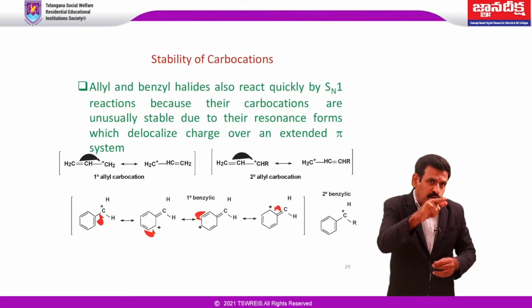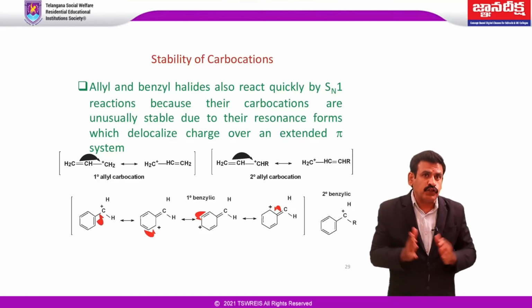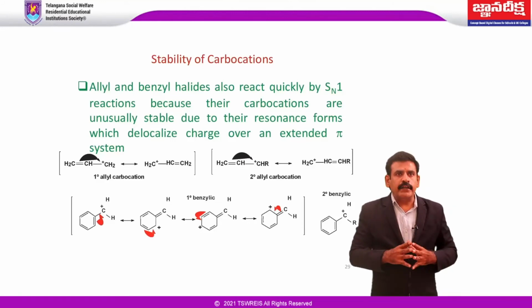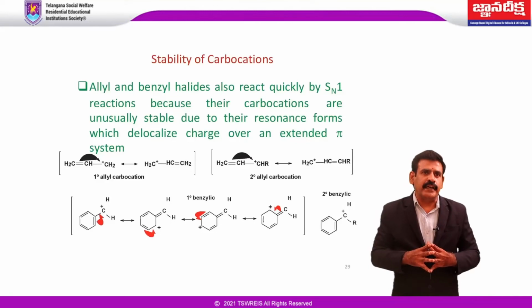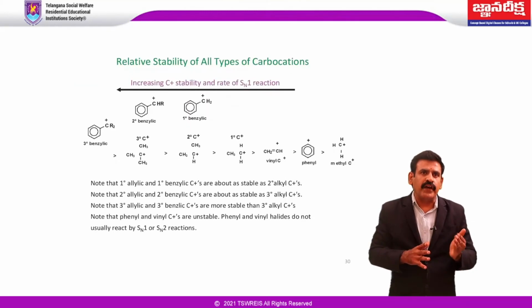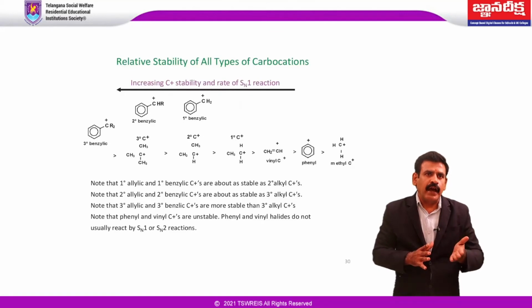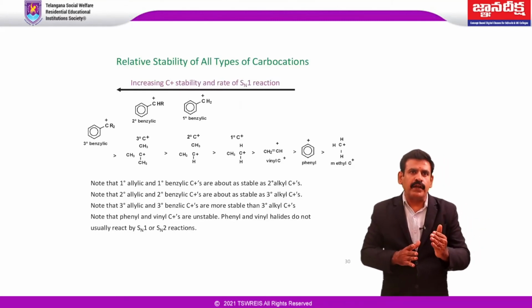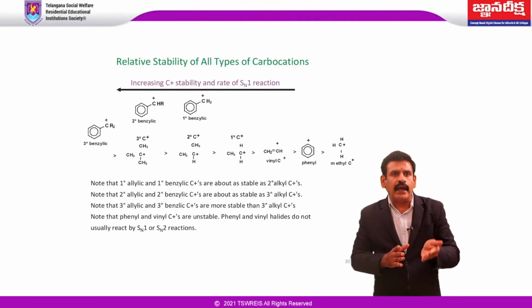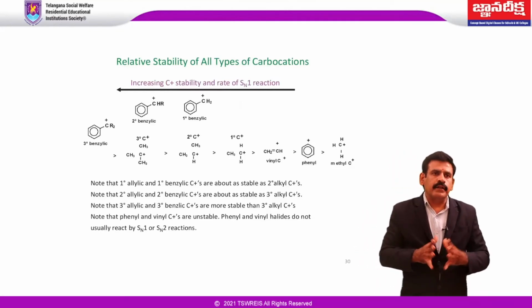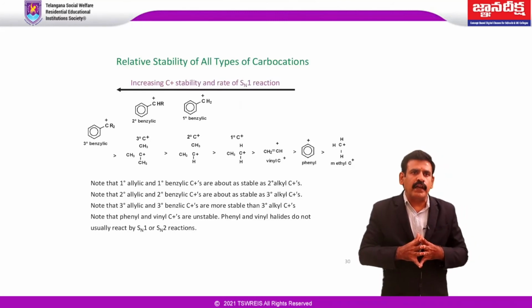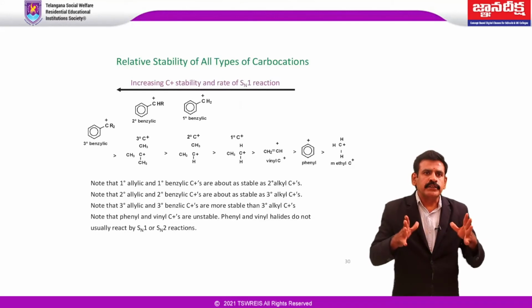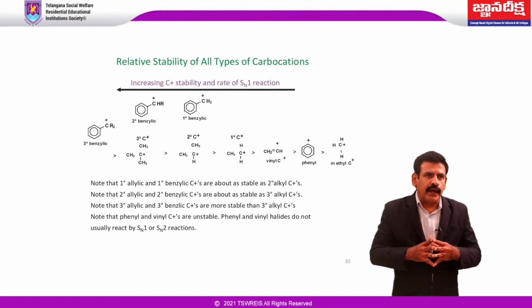See here, the carbocation formed by the benzylic group. See in this, that is the resonance forms of secondary benzyl halide. The relative stability of all types of carbocations, increasing stability and rate of SN1 reaction. See, tertiary benzylic, secondary benzylic, and then tertiary, and then secondary, and then primary, and then vinyl and phenyl. So note that the allylic and primary benzylic carbocations are about as stable as secondary alkyl carbocations.